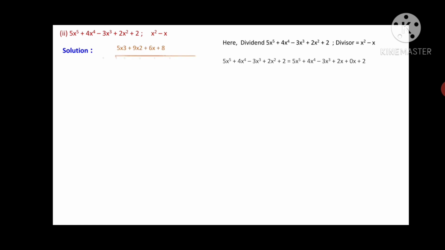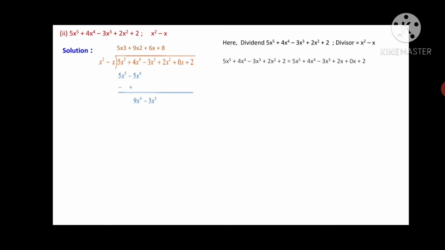So I will start, that is I will write the dividend at its place and divisor at its place. We will carry the division. Here 5x raised to 5 upon x square gives you 5x cube. Multiplying with x square minus x will be like this, 5x raised to 5 minus 5x raised to 4. So the signs will be changed as we are doing subtraction.